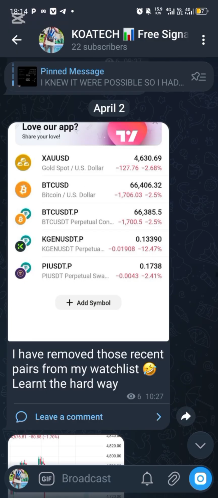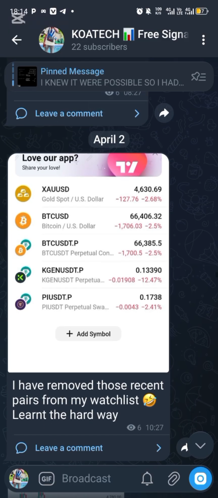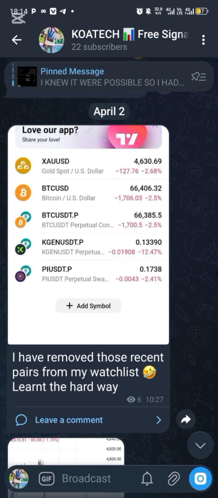Look at when I said I've removed the other pairs, because I was just getting SL from GBP, Euro, USD, and the rest. So I just had to remove those pairs so I don't get myself confused. And look at what I wrote here. I have removed those recent pairs from my watch list. Learned the hard way, bro.